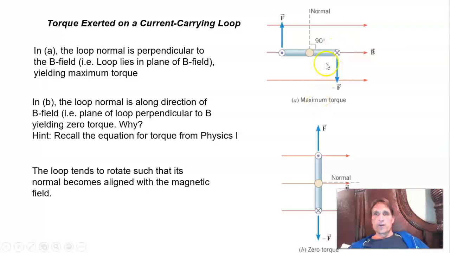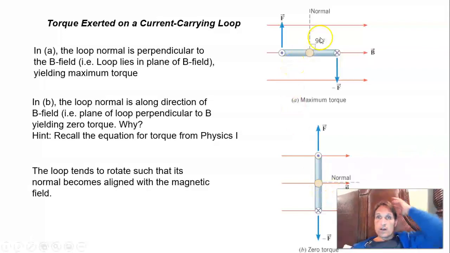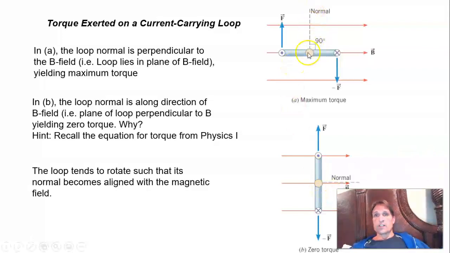Now you rotate this loop 90 degrees, and at this point, you get 0 torque. And the question is why? Well, the force is along the same direction as the moment arm, right? So there's no net torque. They're parallel, and so at this point, you get minimum torque. So the torque is maximum when the dipole moment direction is perpendicular to the field.